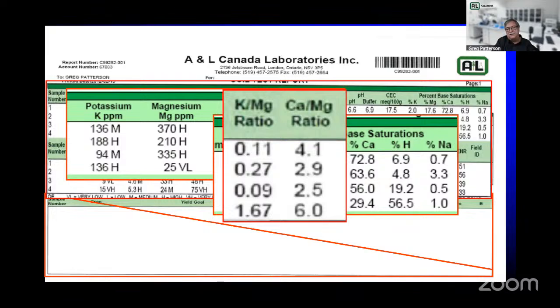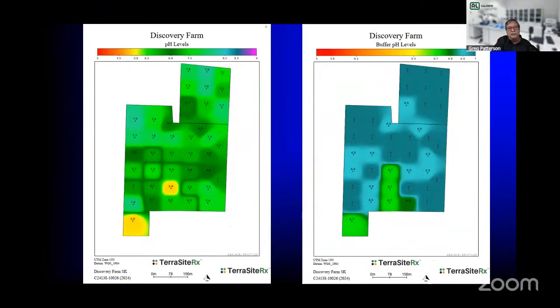And again, these ratios give us information at a quick glance on how we are going to treat that area. Is it K-Mag we have to use? Is it muriate we have to use? Is it calcitic lime or dolomitic lime we have to use? It just helps us in determining what type of product we need to look for.